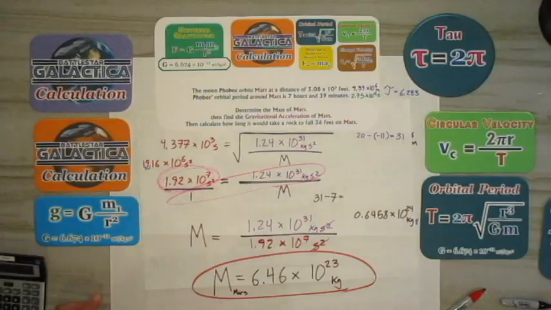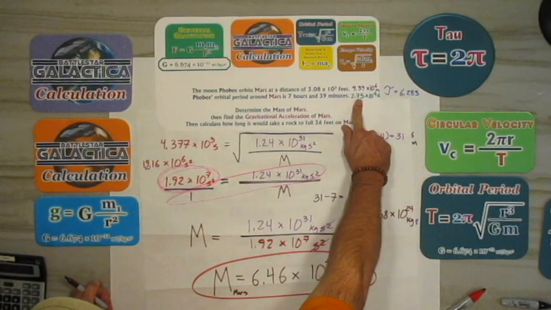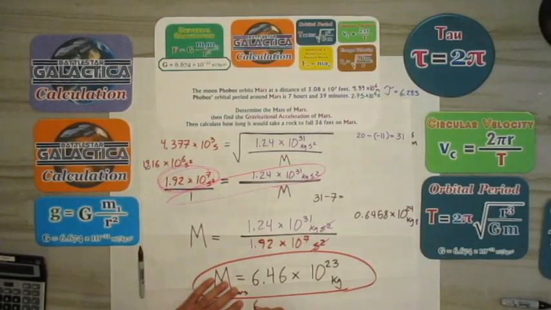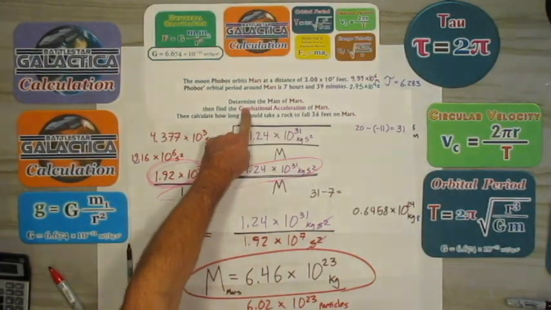Isn't it cool that you can determine the mass of a planet just by looking at a moon whizzing around it and how far away it is and how long it takes to go around? I love this equation. By the way, what is this number? 6.02 times 10 to the 23rd particles. This is Avogadro's number. So notice, the mass of Mars in kilograms is slightly larger than Avogadro's number, the number of particles in a mole. Cool, right? So that is the answer to determine the mass of Mars.